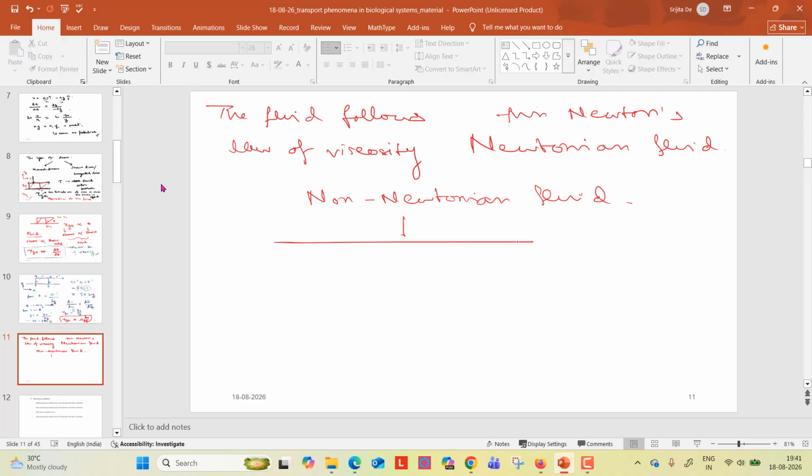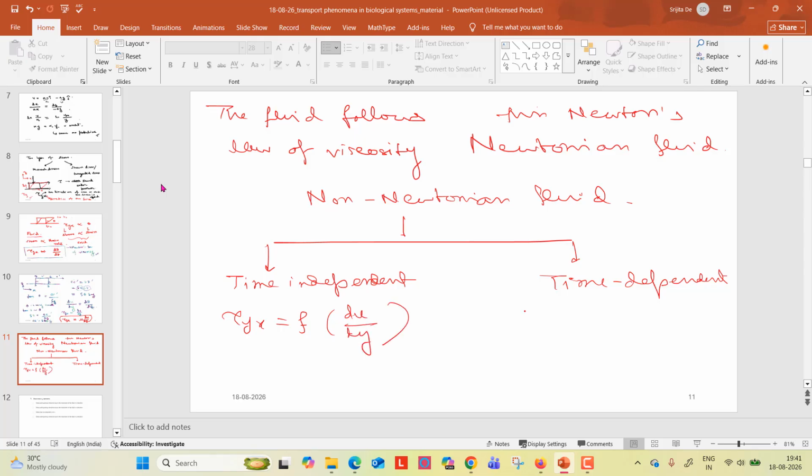Okay, and it has two branches. One is time independent and another one is time dependent. In the case of time independent, tau x is a function of the velocity gradient. And here tau x is a function of the velocity gradient plus time. And it has some subclasses. So you'll see here.